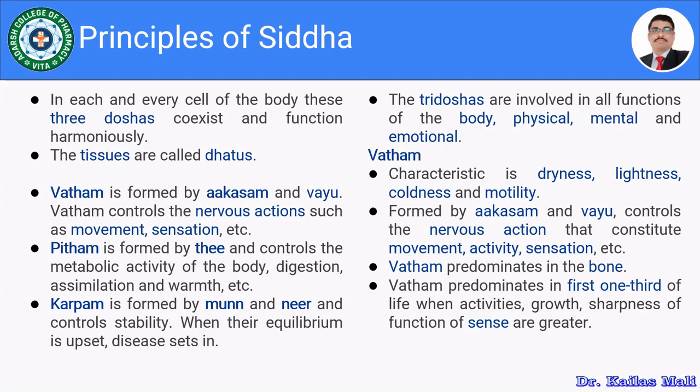First of all, let us see once again the Vatam. As I have said, it is characterized by dryness, lightness, coldness, and motility. It is formed by the Akasam and Vayu, and controls the nervous actions that constitute movement, activity, sensation, and so on. So Vatam predominates in the bone. Furthermore, Vatam predominates in the first 1/3 of life when activities, growth, and sharpness of function of the senses are greater.